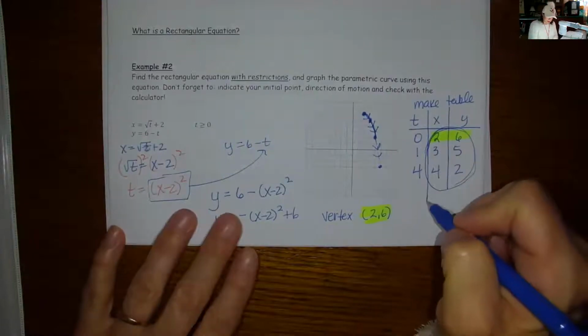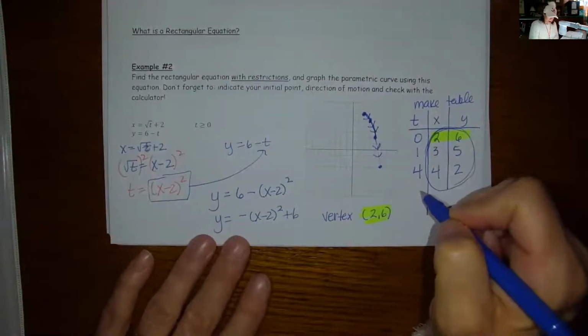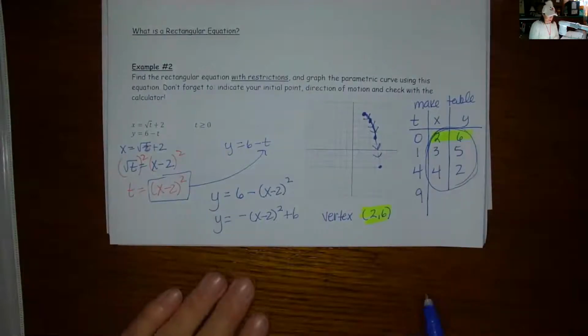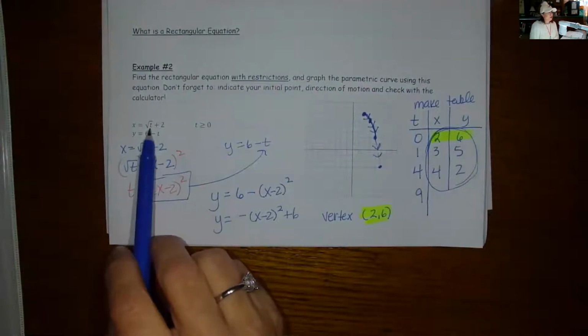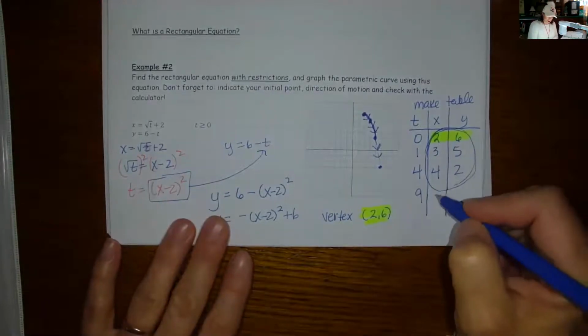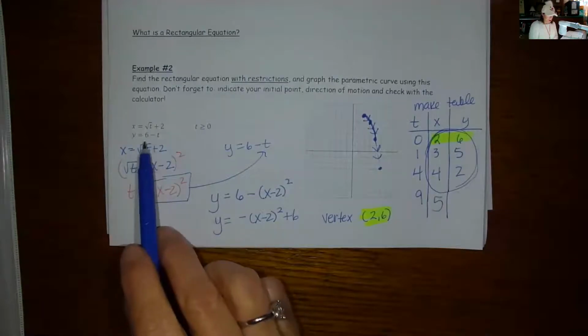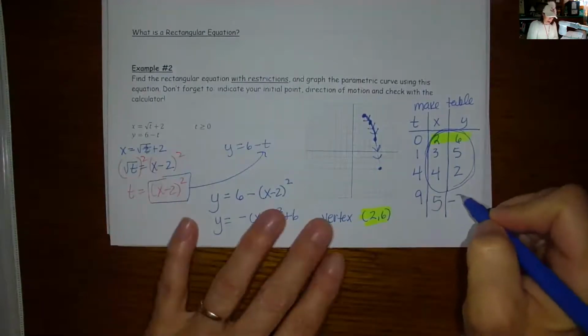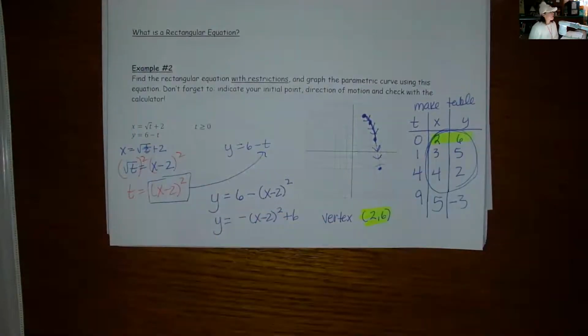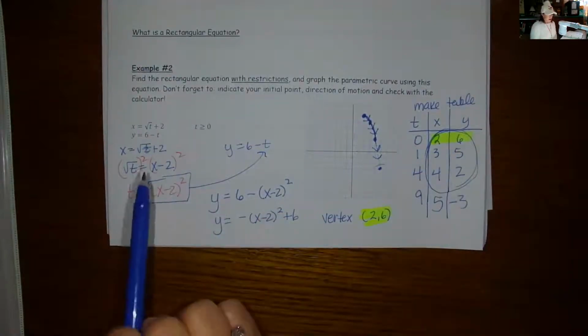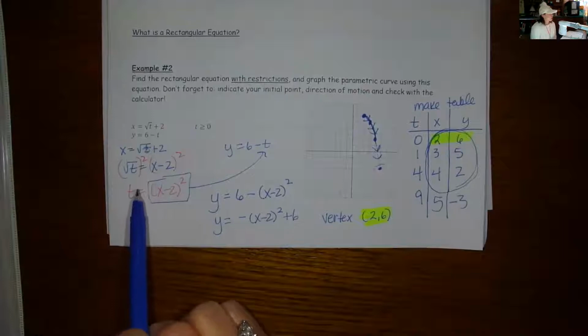Can I graph it using the table? Yes. What happens if you put 9 in for time? What's the square root of 9? 3 plus 2. And if you put 9 in here, 6 minus 9. And that's where that point is, right? Does that make sense how these work together?